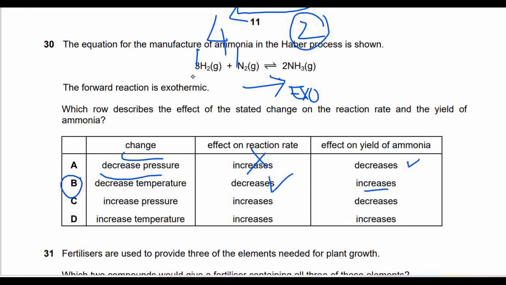So question 30 is B. Increased pressure will shift the equilibrium to the right, but this will increase, not decrease. Increased temperature will increase the rate, and it will decrease the yield since the forward reaction is exothermic.